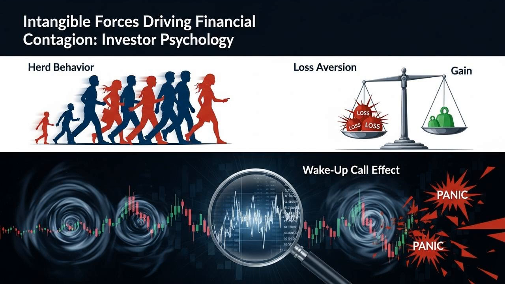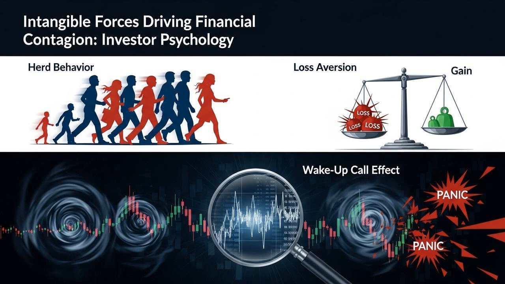Another psychological bias is loss aversion. People feel the pain of a loss much more intensely than the pleasure of an equivalent gain. So when investors suffer a loss in one market, they become more risk-averse. They might pull their money out of other, even unrelated markets, simply to prevent any further potential losses.